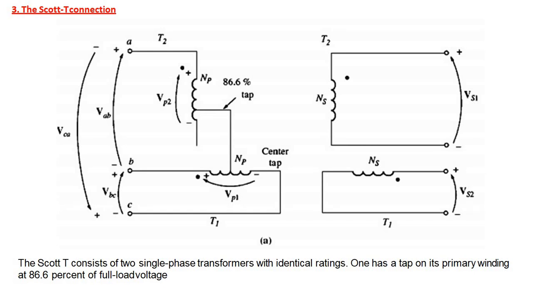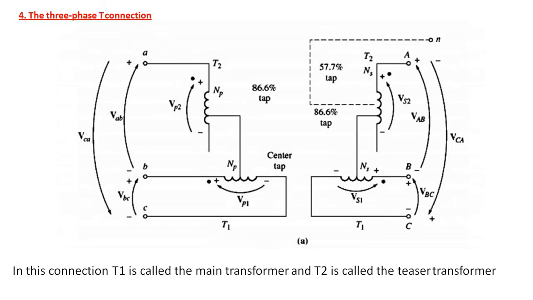The Scott connection consists of two single-phase transformers with an identical rating. One has a tap on the primary winding at 86.6% of full load. The three-phase T connection. In the three-phase T connection, T1 is called the main transformer, T2 is called the teaser transformer.